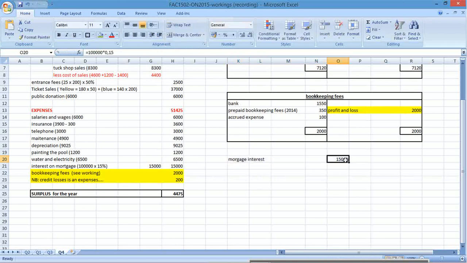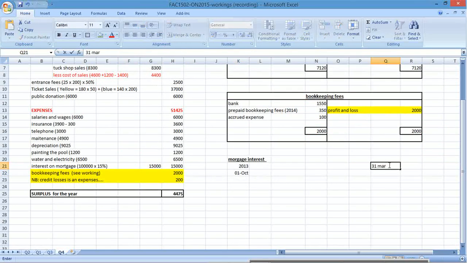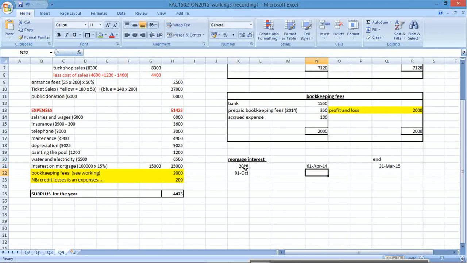I said minus 20,000 because if you do 100,000 Rand in 5 equal payments, yes, that means there's 20,000 Rand. Yeah, it could be right. Let's just check. 2013, the mortgage is payable. So this was 31st of March 2015. That's the end. And then obviously the beginning of the year would have been 1st of April 2014. Okay, so from 1st October 2013 to 1st of April is how many months? That would have been October, November, December, January, February, March. 6 months to get from that date to that date, and then 12 months to get to there.